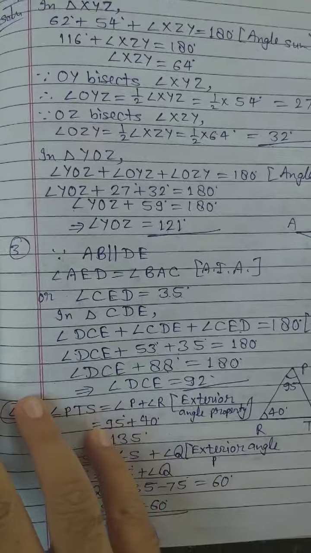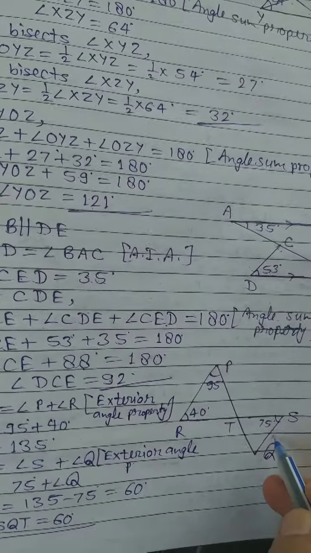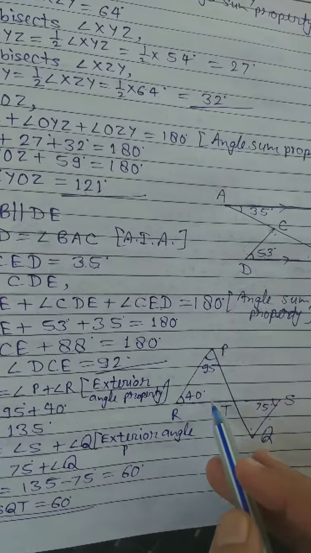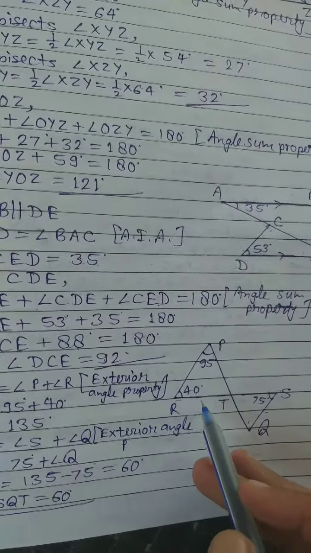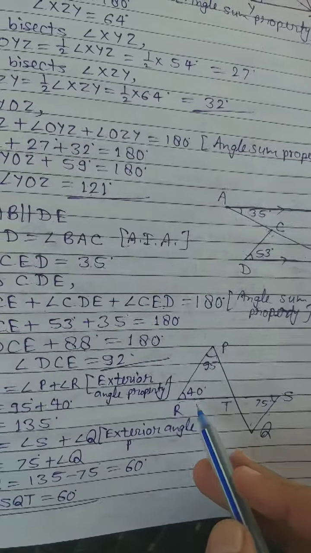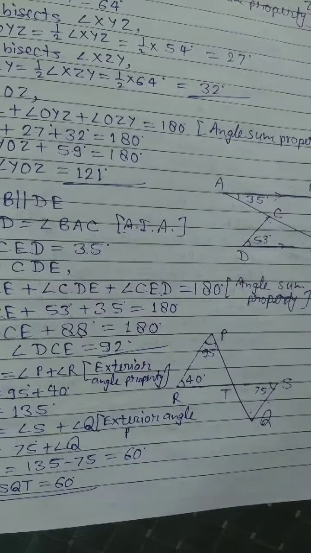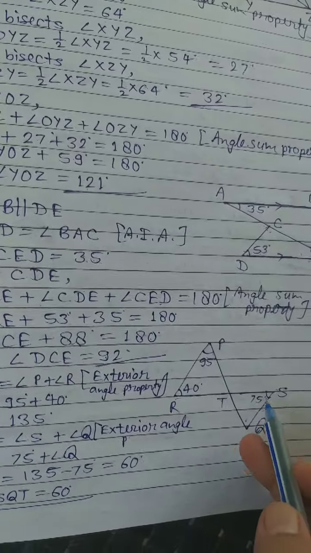This is completed. Now move to the fourth question. In the given figure, again there is a diagram given. If lines PQ and RS intersect at point T such that angle PRT equals 40 degrees, this one 40, and angle RPT is 95 degrees, this one 95, and angle TSQ is 75 degrees, this one 75.